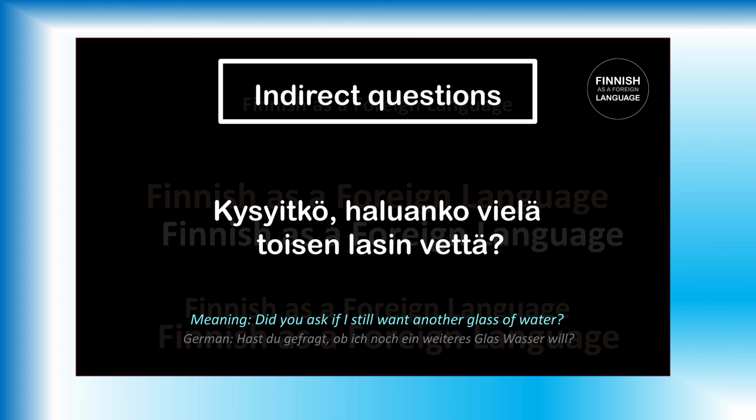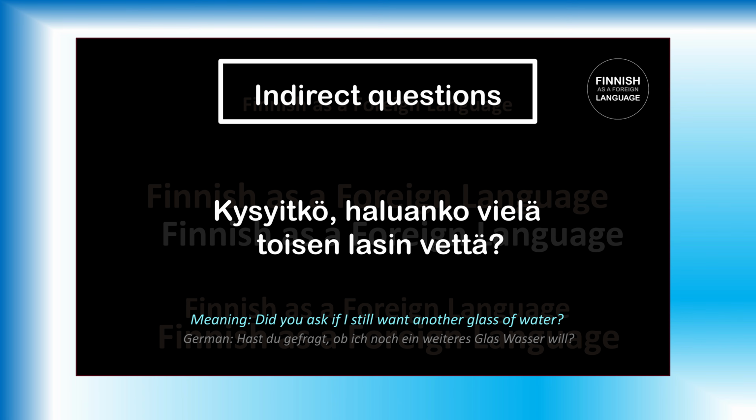So here we have an indirect question because we're asking if someone asked something, not asking the question ourselves. So the question is inside another question. Let's repeat again. Kysyitkö haluanko vielä toisen lasin vettä? Did you ask if I wanna have another glass of water?